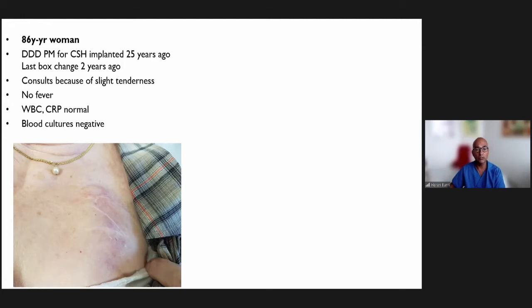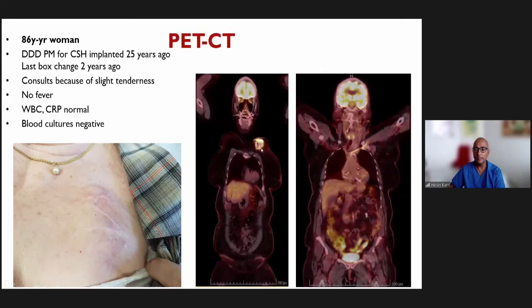She's elderly, she's got leads which have been in there for a quarter of a century. So do you treat this as an infection and extract the whole device? Well, that's quite a major operation. And to be sure, we did a PET CT, and you can see that there's hypercaptation around the box and also along the leads, which in fact helped us diagnose the infection in this patient.